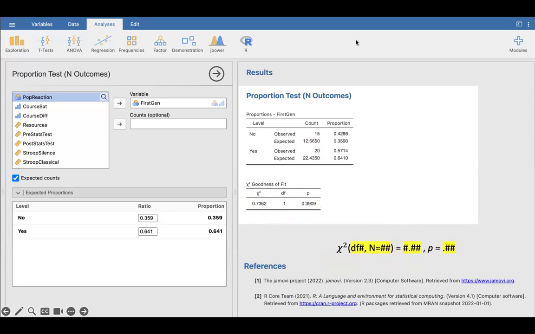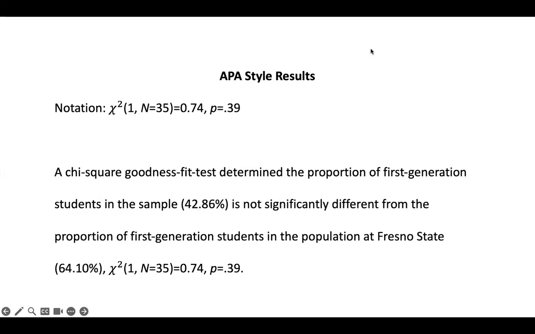So I just have the notation here. You wouldn't write it above it. I just have it to note here. But a chi-square goodness of fit test determined the proportion of first-generation students in the sample. And it's fine to say proportion of first-generation students in the sample and then report percentage. You could also say the percentage of first-generation students in the sample, but I did put proportion. The proportion in the sample is 42.86%, and that it's not significantly different from the proportion of first-generation students in the population at Fresno State, which was 64.10%. I then have a comma, and then the notation is at the end of that sentence.